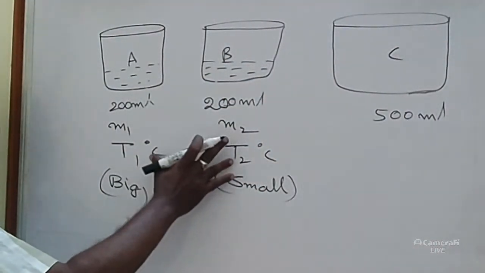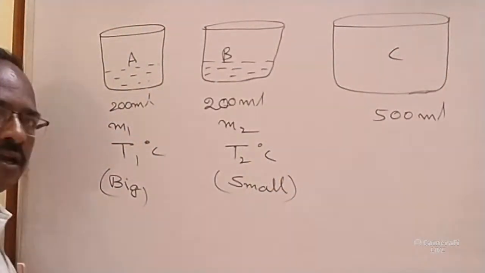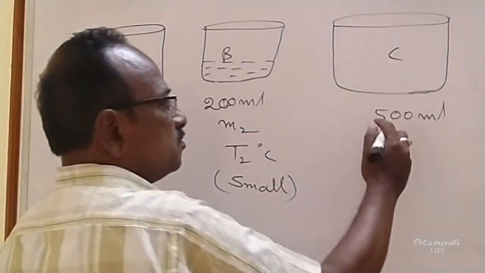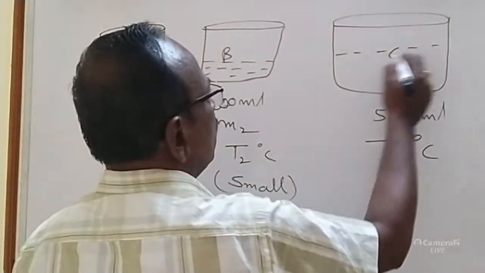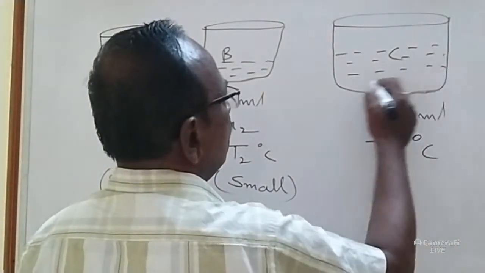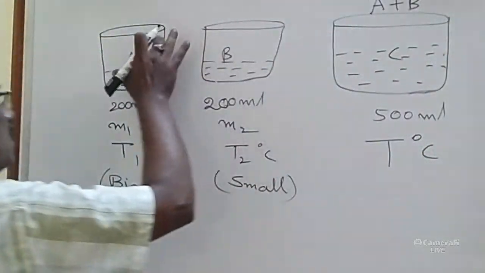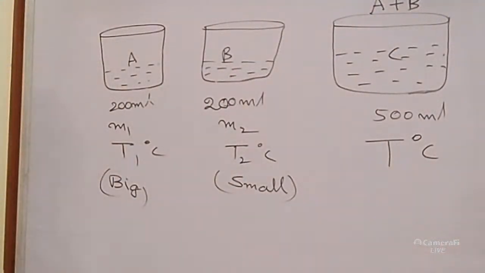So there are two liquids at different temperatures. These two will be poured into this one. Now both are mixing with each other, and the temperature can be taken as T. So when these two mix, this one is at T degrees Celsius. Here we are mixing A and B, so A plus B is poured into this one. Both are mixing, and now the temperature is T degrees Celsius.